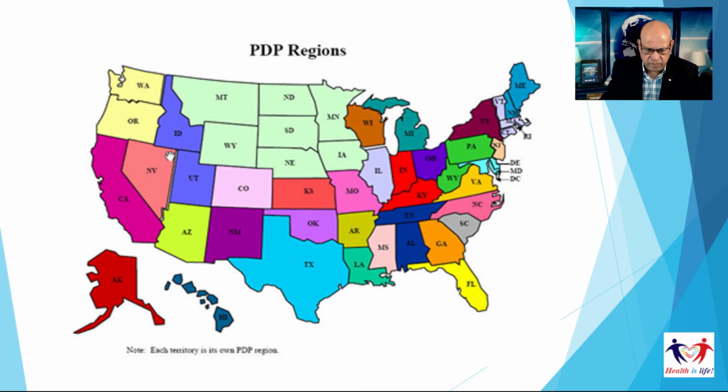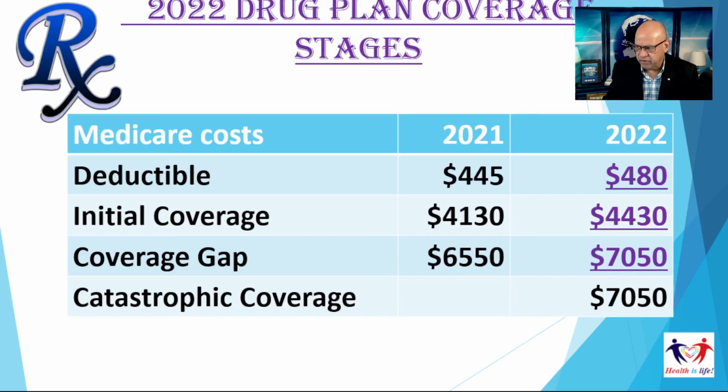But as far as the prescription plan is concerned, all across Texas, they all have standardized rates and standardized drug coverage, which makes it easy to follow. The drugs that are covered by different companies may be different depending upon their formulary. Of course, with the prescription plan, like anything else, you have the annual deductible, which is going to go up to $480 from $445 in 2021. Similarly, the initial coverage is going to go up to $4430. Then the coverage gap goes up to $7,050, and beyond $7,050, the catastrophic coverage kicks in.